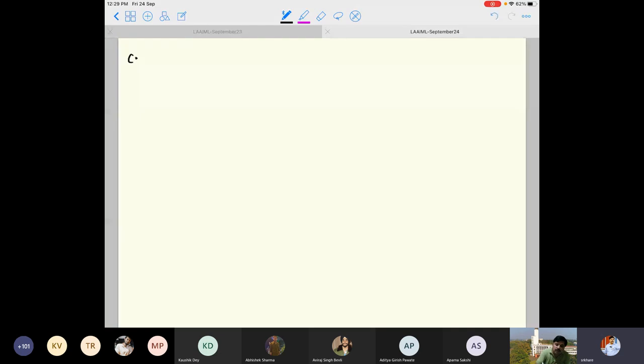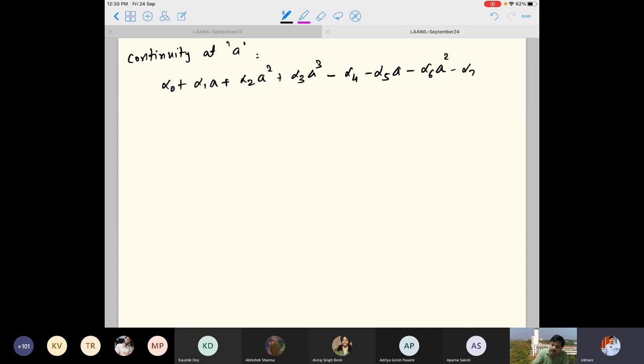So let us see what continuity really tells us. The continuity at A is telling that the two values should match. Two polynomials should evaluate to the same value at the point A, which is the point that is given to us. So you have alpha 0 plus alpha 1 A plus alpha 2 A square plus alpha 3 A cube minus alpha 4 minus alpha 5 A minus alpha 6 A square minus alpha 7 A cube is equal to 0, right?